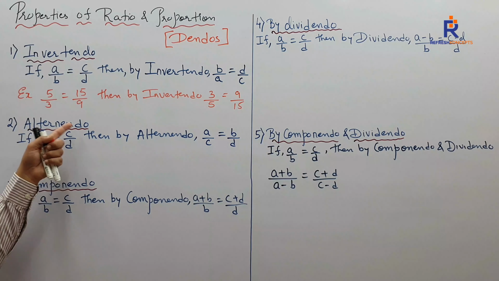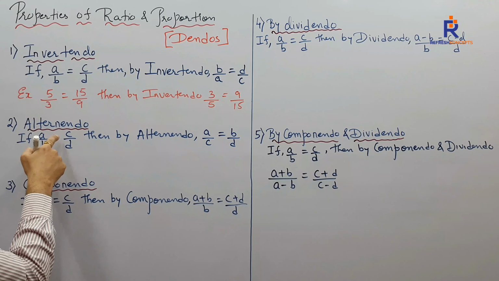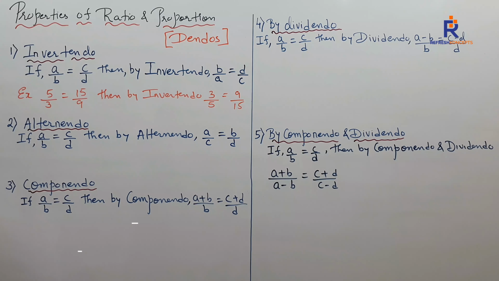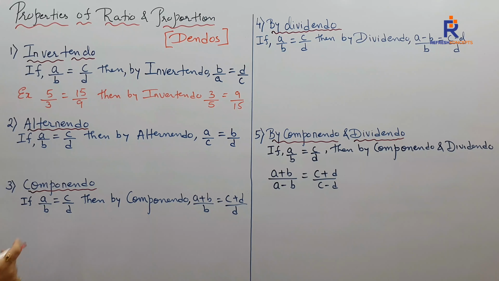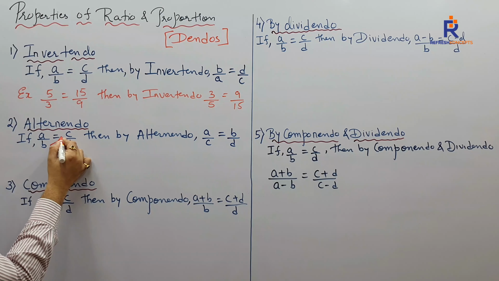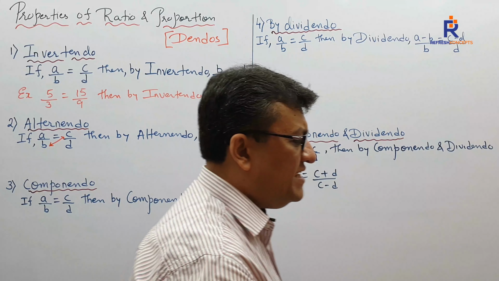How about alternendo? The second one. Alter means to change, swap the values. What exactly are we talking about? If A by B is equal to C by D, then by alternendo, it's A by C is equal to B by D. So what did we do? We swapped the positions between B and C.